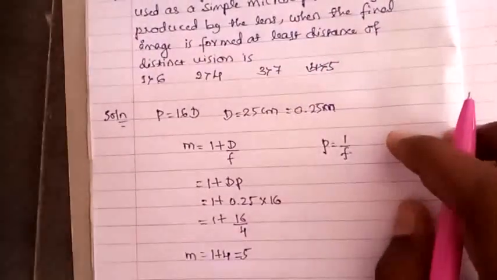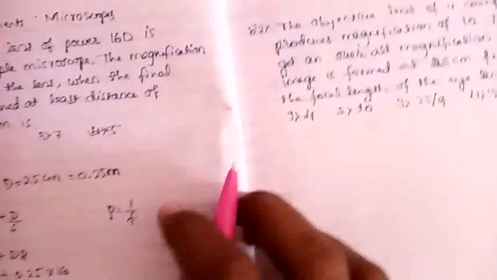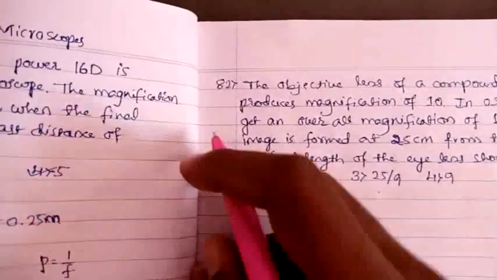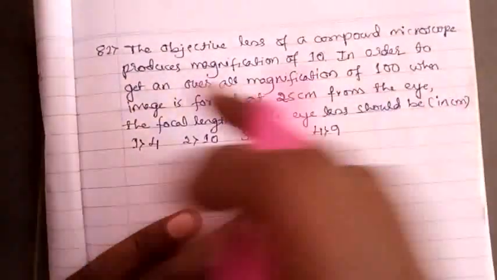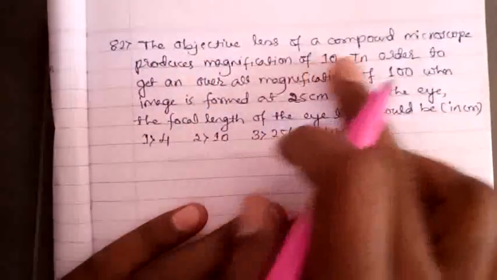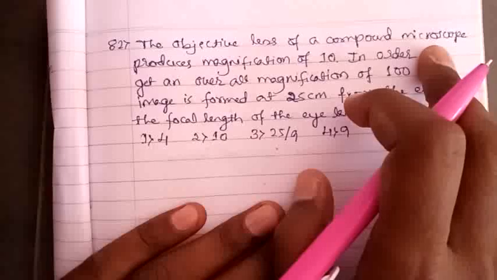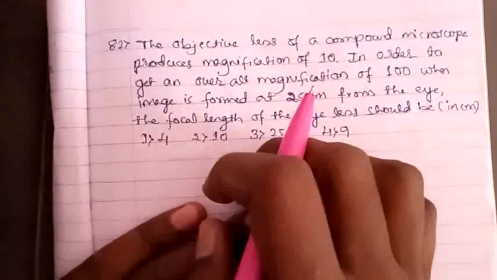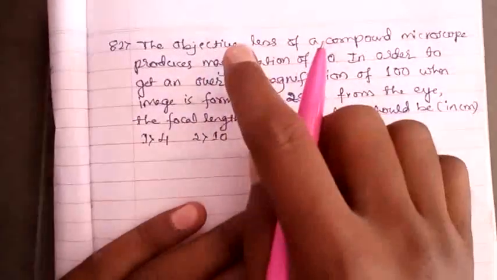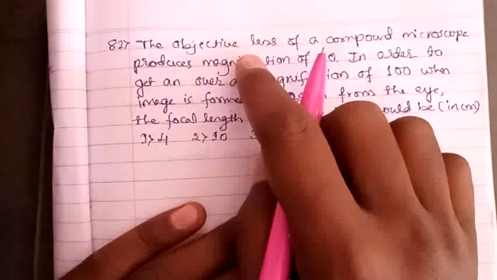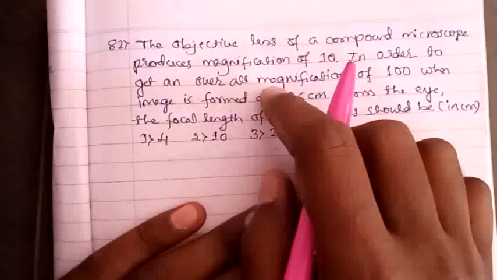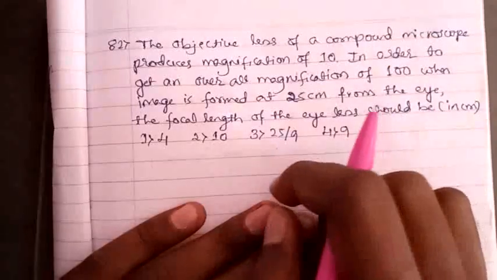Okay, now let us discuss the second question. Question 82: the objective lens of a compound microscope. A compound microscope has two lenses here. One is called the objective lens, and the other is called the eyepiece. The objective lens has a short focal length and the eyepiece has a large focal length in a compound microscope.